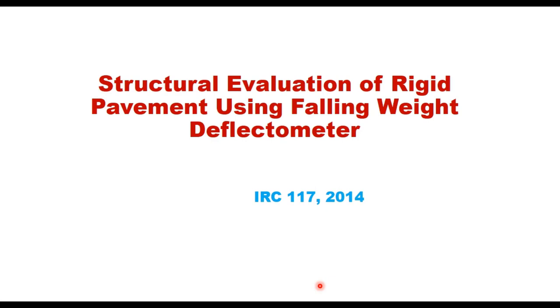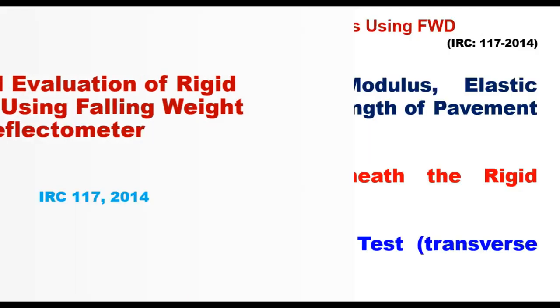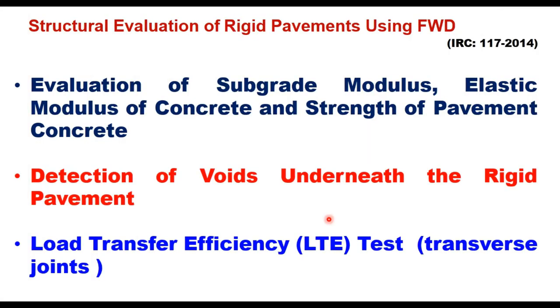Hello friends, today in this session we will discuss structural evaluation of rigid pavement using falling weight deflectometer as given in IRC 117 of 2014. This code covers three types of evaluation: evaluation of subgrade modulus, elastic modulus of concrete, and strength of pavement concrete. Now here you find subgrade modulus, that is K value, elastic modulus of concrete, that is E, and strength of pavement concrete, that is modulus of rupture.